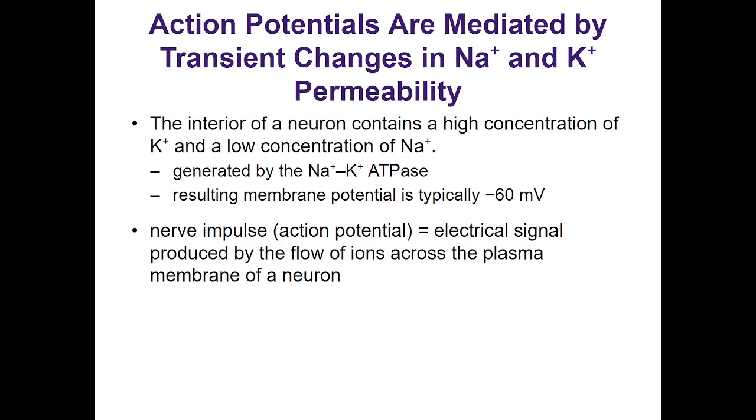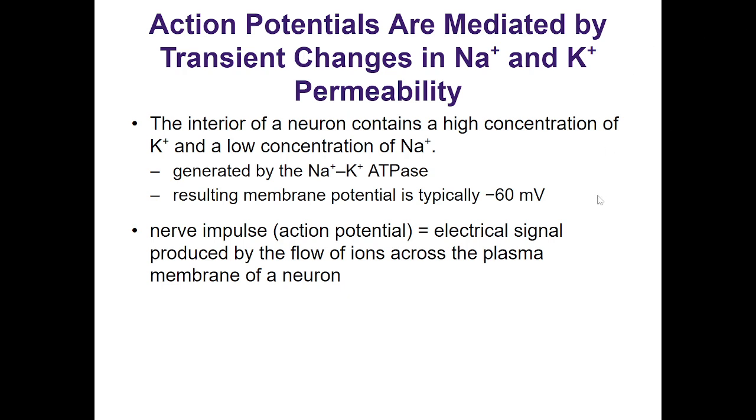Okay. So action potentials are going to be mediated by transient changes in sodium-potassium permeability. The interior of a neuron contains a high concentration of potassium and a low concentration of sodium. Man, sometimes I get ahead of myself. Generated by the sodium-potassium ATPase. So you set yourself up to have a concentration gradient with active transport, right?